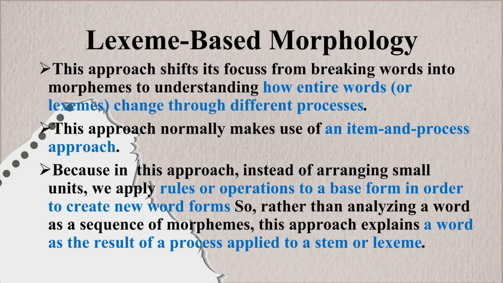Lexeme-Based Morphology. This approach shifts its focus from breaking words into morphemes to understanding how entire words, or lexemes, change through different processes. This approach normally makes use of an item and process approach, because in this approach, instead of arranging small units, we apply rules or operations to a base form in order to create new word forms. So, rather than analyzing a word as a sequence of morphemes, this approach explains a word as the result of a process applied to a stem or lexeme.